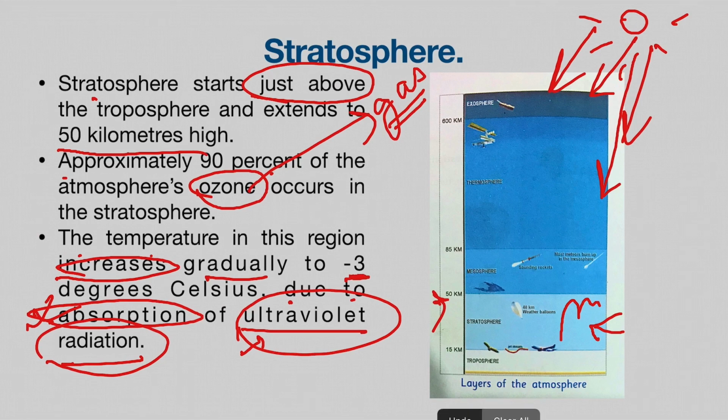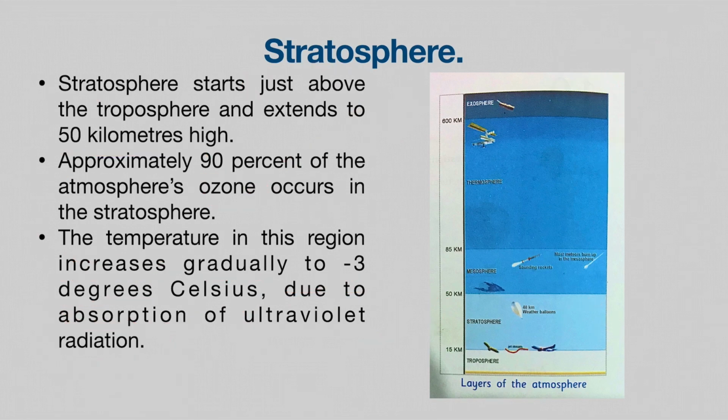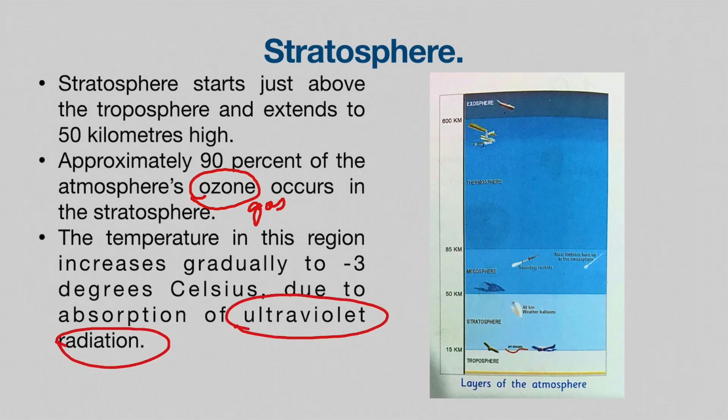Why did it increase? Because there is a presence of ozone gas. And this ozone gas absorbs the heat called ultraviolet radiation that it receives from the sun. It absorbs it all into itself, and as a result the temperature increases over this region.